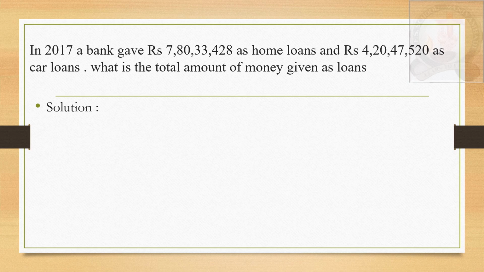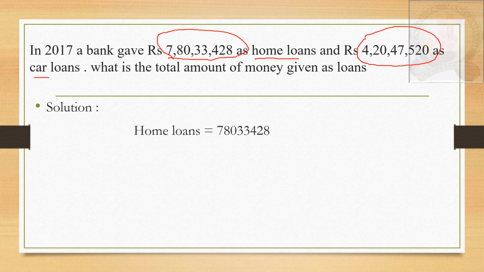In the year 2017, a bank gave home loans. Home loan, how much here? 7 crore 80 lakh 33,428, children. Now how much is given as a car loan here? 4 crore 20 lakh 47,520, children. This is what is given here, home loans and car loans. See how much home loan is given: 7 crore 80 lakh 33,428. How much is given for car loans here? 4 crore 20 lakh 47,520.